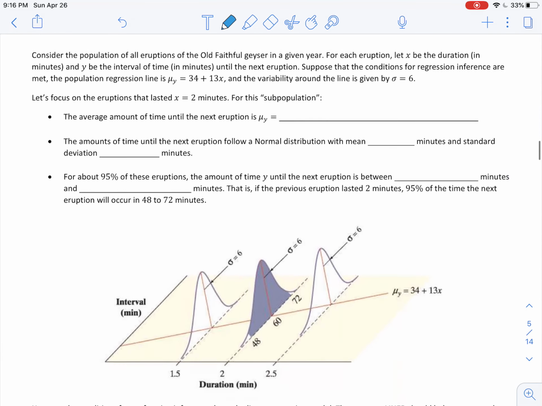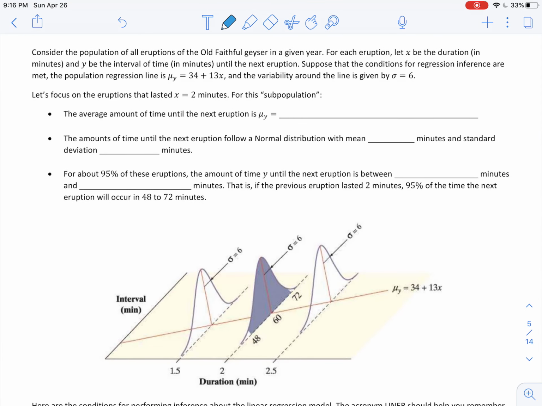So we're going to focus on the eruptions that lasted x equals 2 minutes. We're not interested in every possible thing. We are making a pit stop at one possible value for our explanatory variable, so at x equals 2 minutes. The average amount of time until the next eruption we can find because we have an equation for mu sub y. So we're going to take 34 plus 13 times the x value that we're stopping at. So 34 plus 26 gives us 60 minutes.